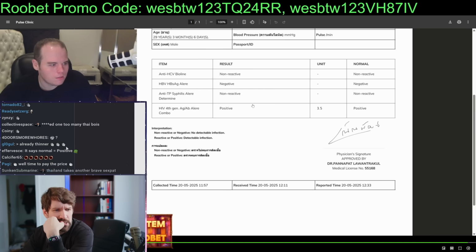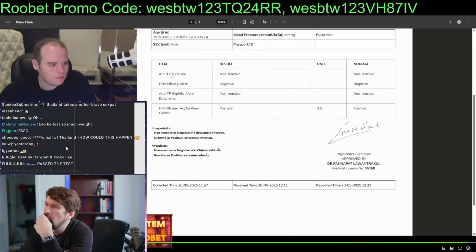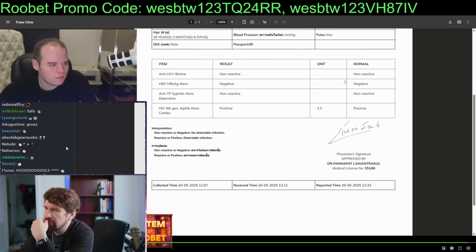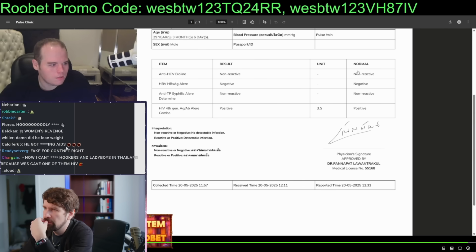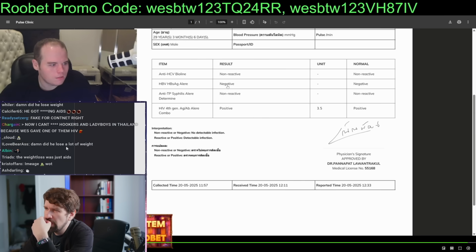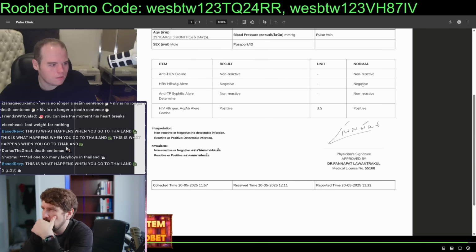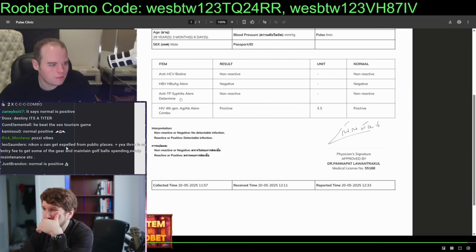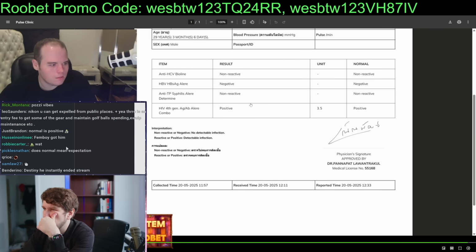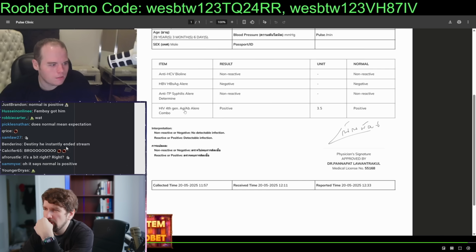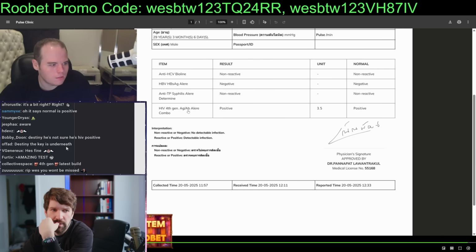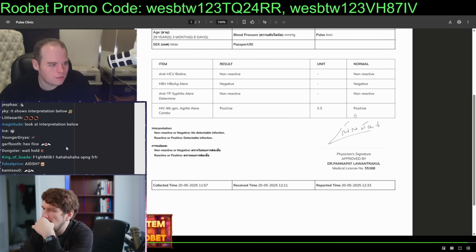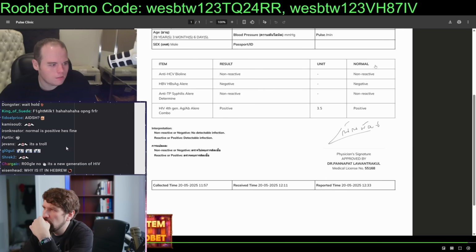Well, wait, I don't understand this actually. I don't get this. Anti-HCV bioline, the result was non-reactive. The expectation is for it to be non-reactive. HSV test, negative. Normal is negative. Anti-TP, syphilis, whatever syphilis is, non-reactive, expect to be non-reactive. HIV, AGAB. Why is the normal?